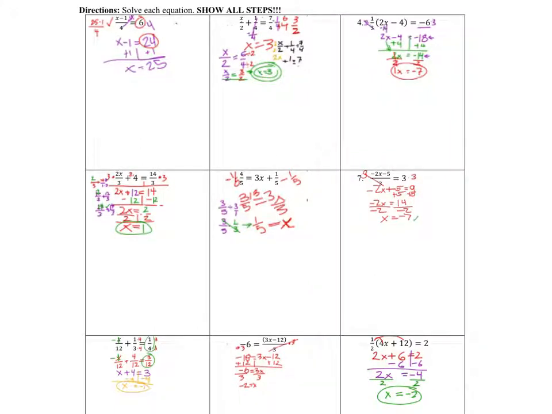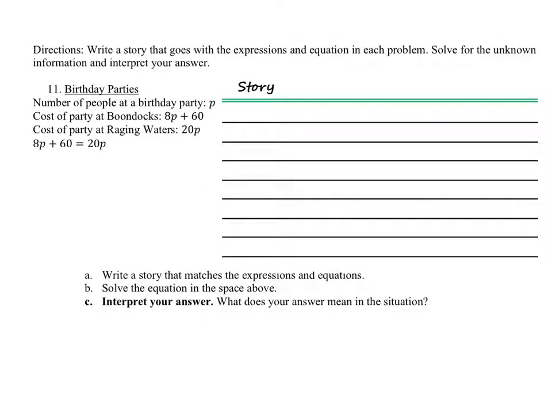All 9 of those. Alright, write a story that goes with the expressions and equation in each problem. Solve for the unknown information. Interpret your answer. So, the number of people at a birthday party, P. The cost of a party at Boondocks is 8P plus 60. And then Rage and Waters is 20P. 8P plus 60 equals 20P.